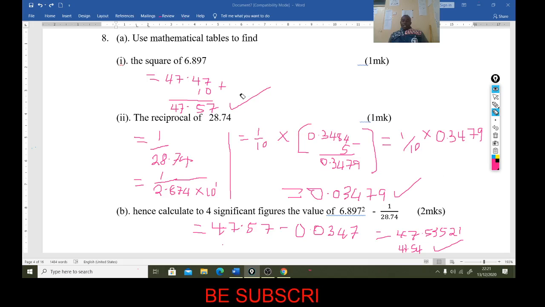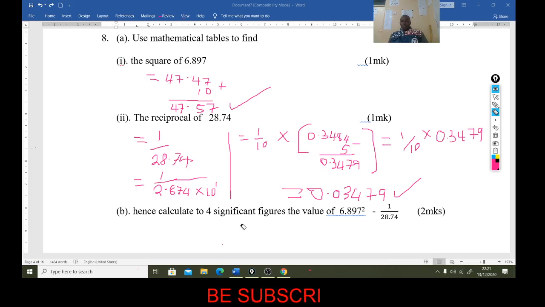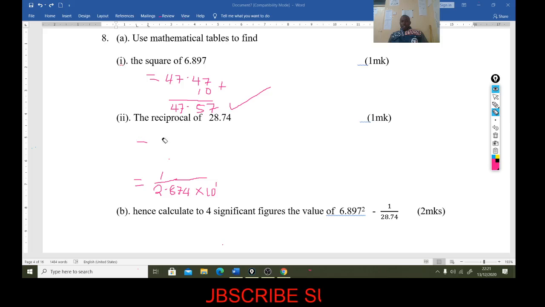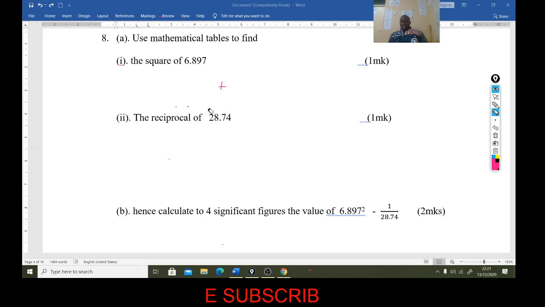It looks simple, but if you use a calculator instead of showing by using a mathematical table, somebody will easily notice that you have used a calculator and then you miss that mark. Because you've been told to use a table and not a calculator. There is no need of using a calculator if you have been told to use a mathematical table. Unless there was no condition, but in this case there is a condition of a mathematical table.